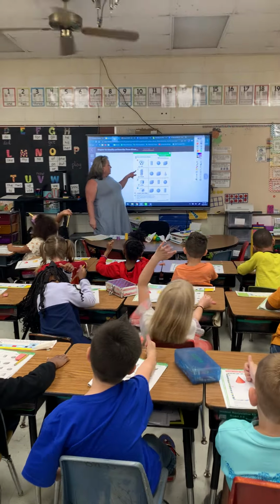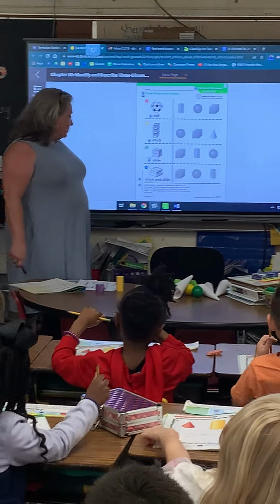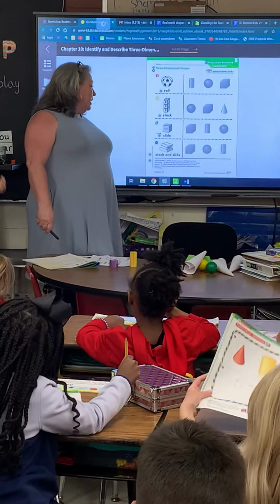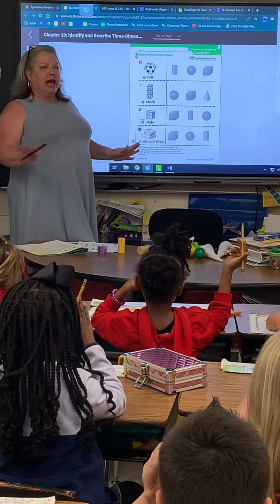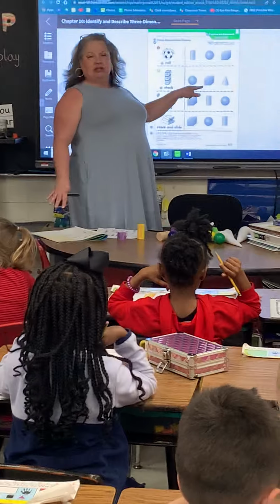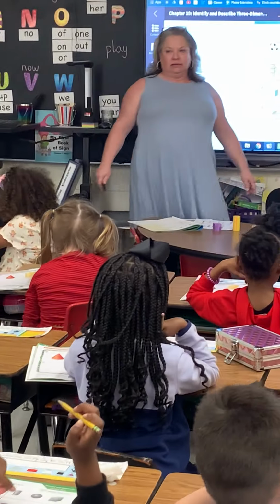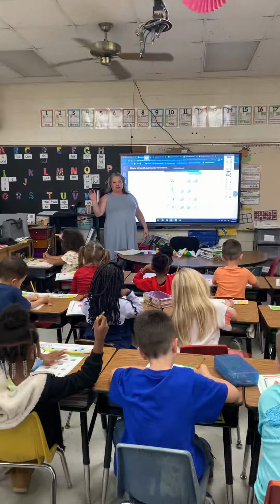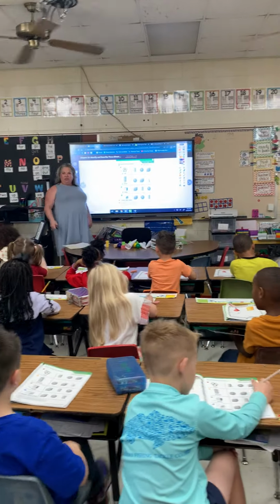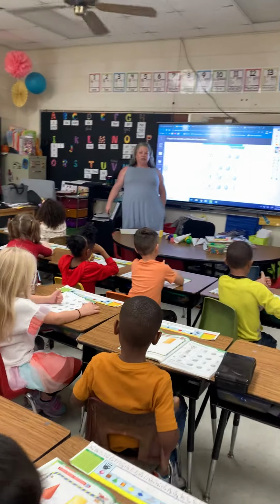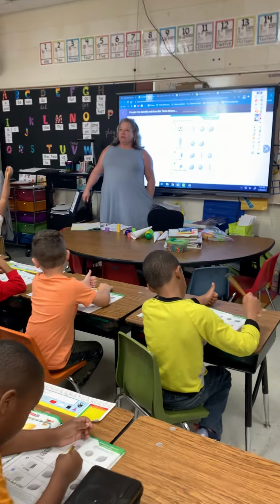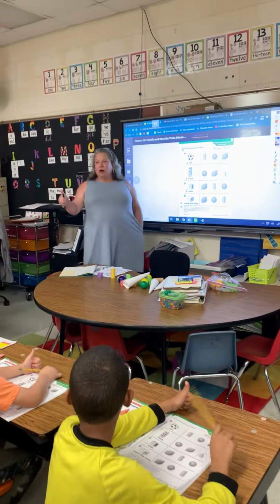Alright, number two, where the sun is, it says, which shapes do not stack? They will not stack. You're going to put a big X on them. You already finished. I see a thumbs up back there. Thank you for putting your thumbs up quietly.